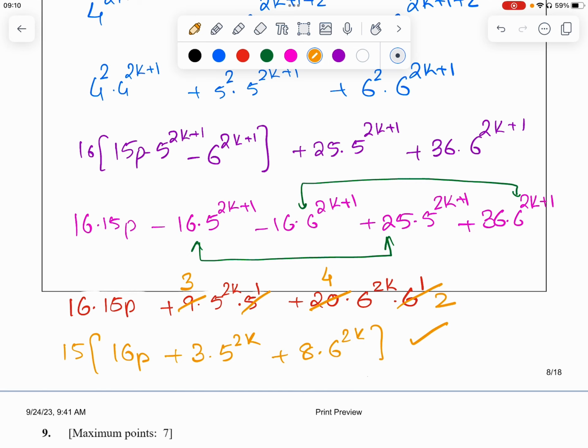So I'm trying to take 15 common. How have I done that? 9 times 5 is 45, and 45 is 3 times 15. 20 times 6 is 120, and 15 times 8 is 120. That's the way. So therefore it is divisible for all the integers.